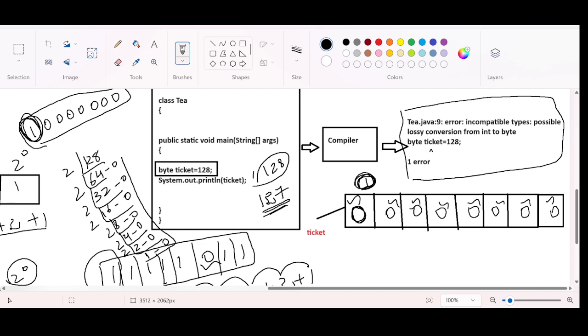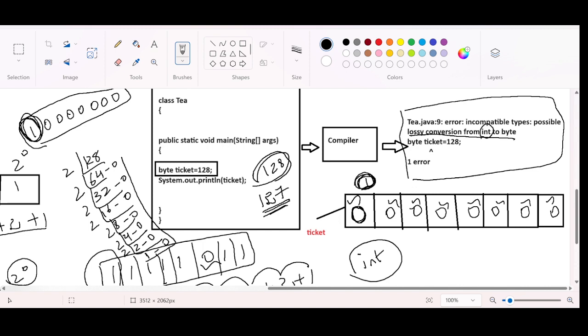So lossy conversion is nothing but, as it says, a possible lossy conversion from int to byte. It is expecting us to assign this number to a bigger data type. By default, the system considers int as the default data type. It is indirectly saying, hey, you are choosing to store a number that the byte data type is not capable of storing, as it doesn't have enough space. So go for int.